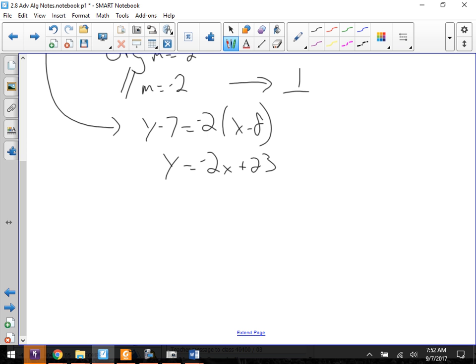What would be different if it was perpendicular? It'd be the opposite reciprocal. Just reminded you of that.